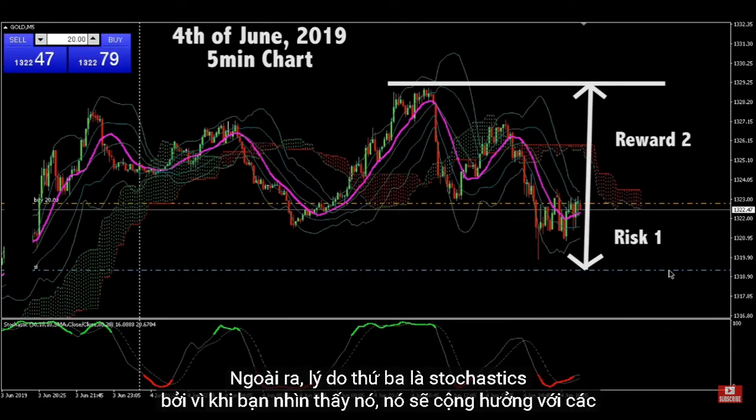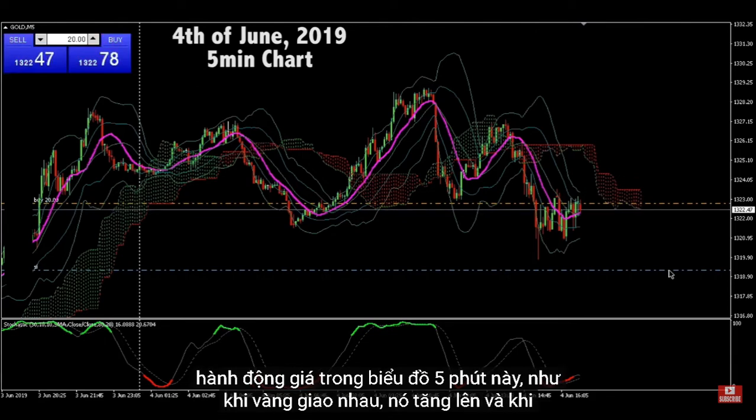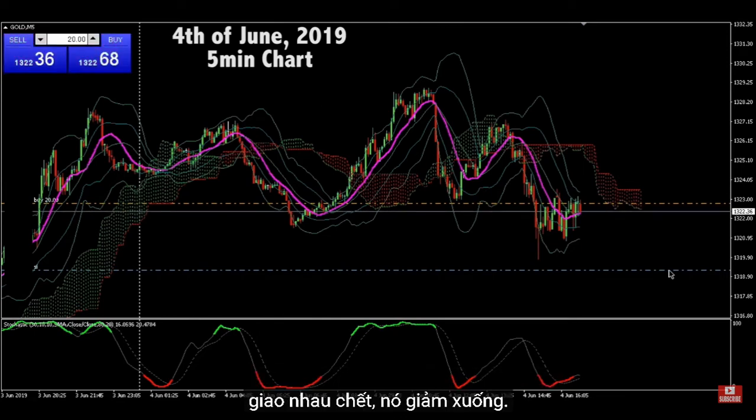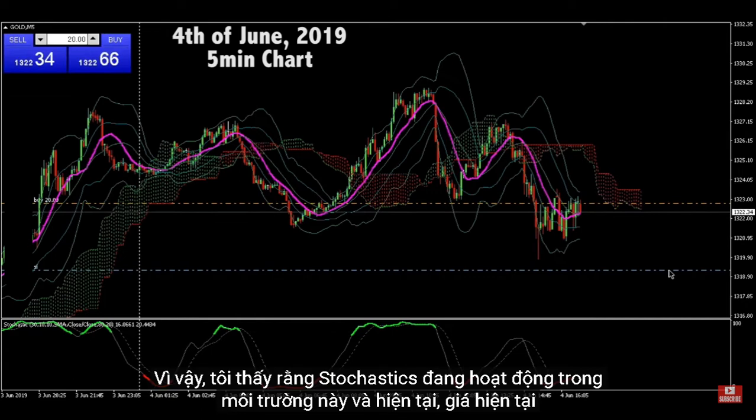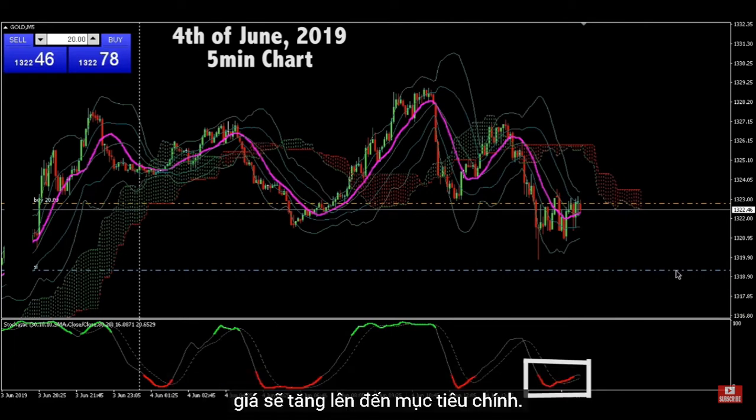Also, the third reason is the stochastics, because when you see it, it resonates with the price action in this 5-minute chart. Like when it's gold crossed, it goes up, and when it's dead crossed, it goes down. So I see that the stochastic is working in this environment, and now the current price is below the 30% level as it shows in red color, and it's just gold crossed. So I'm expecting the price to go up to the primary target.